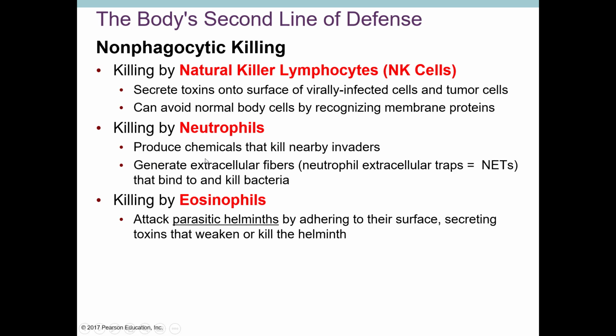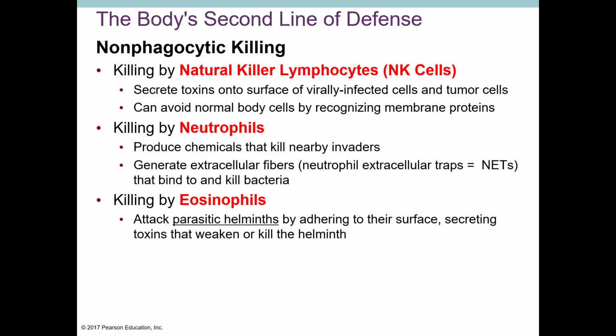Neutrophils also can secrete chemicals that can kill cells. Mainly what they do is they create and secrete these fibers, which is kind of cool because it makes a net, and the acronym for this is NET, Neutrophil Extracellular Trap. I think that was on purpose. They created this acronym to describe this fiber that they secrete, and it kind of traps bacteria, gets them tangled up in that. And then eosinophils secrete toxins that kill parasitic worms specifically.